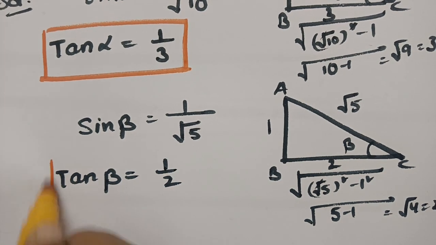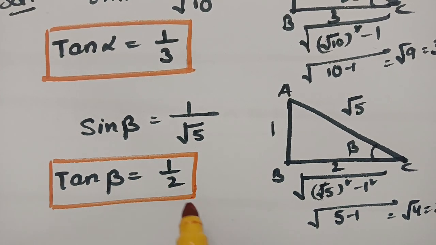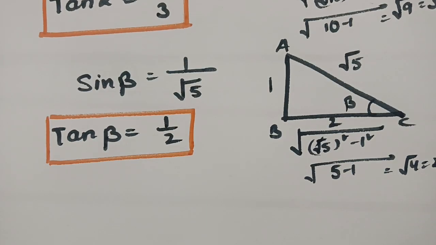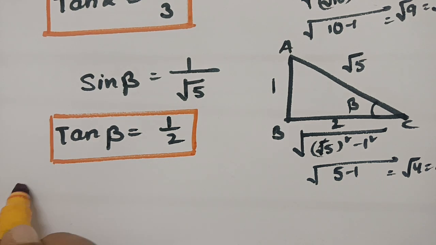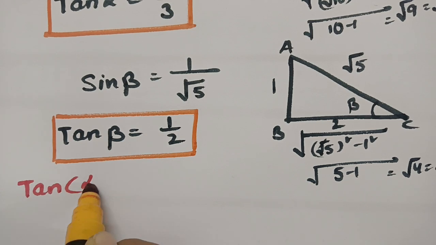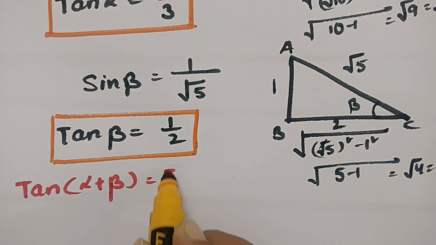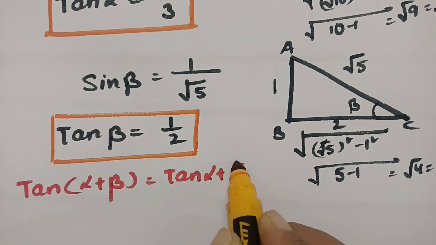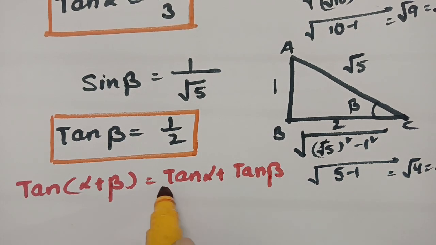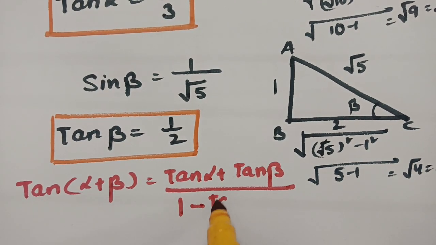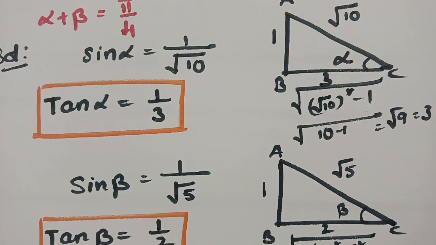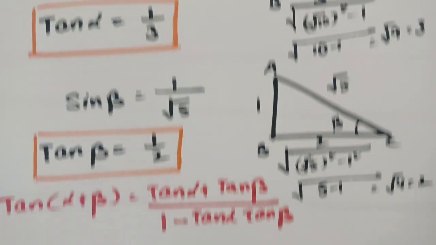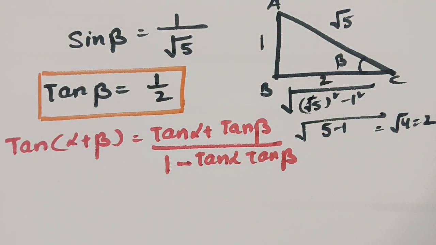So we got the value of tan alpha as well as tan beta. After getting tan alpha and tan beta, I am going to substitute in the formula. Which formula is it? Tan of alpha plus beta. As it is a compound angle, it is equal to tan alpha plus tan beta by 1 minus tan alpha into tan beta. We need the value of alpha plus beta, so for that I have chosen tan of alpha plus beta. So we got all the values ready here.